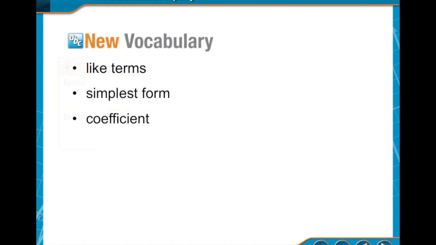Some terms we'll see are terms, simplest form, and coefficient. We'll see those tossed around. Remember that coefficient is just a fancy way of saying the number that comes before your variable. Like 2x, the number 2 is the coefficient in front of the variable x. So keep that in mind.